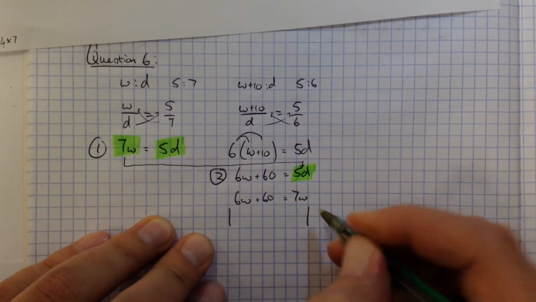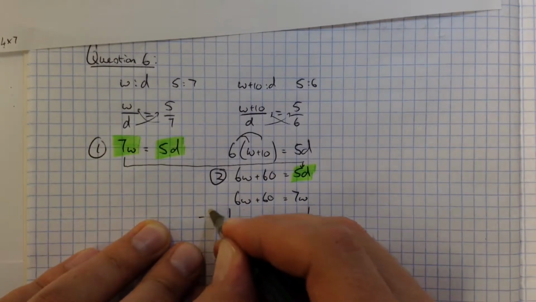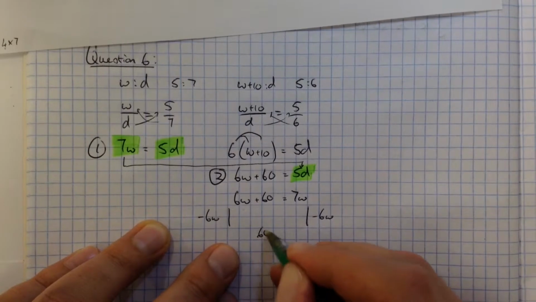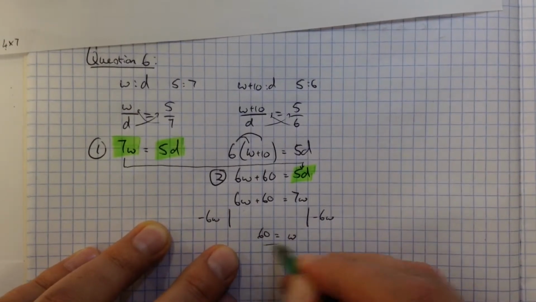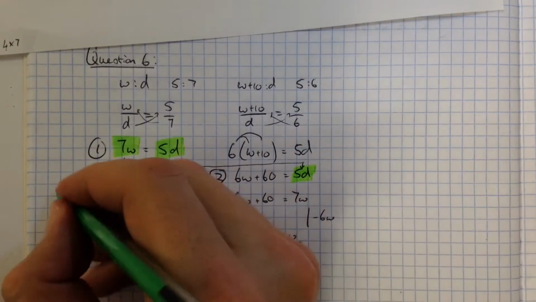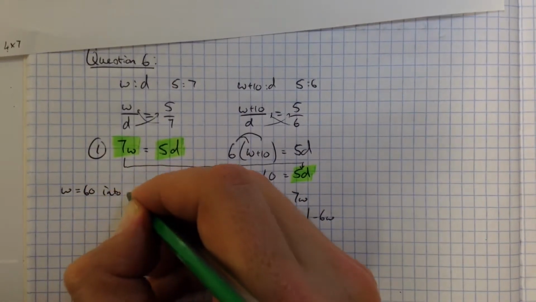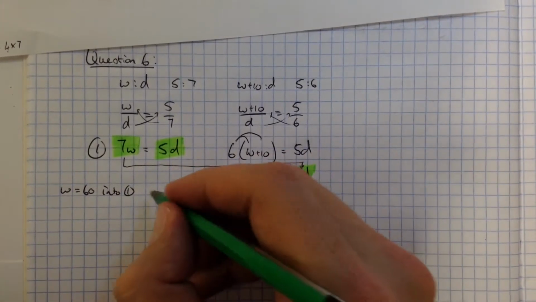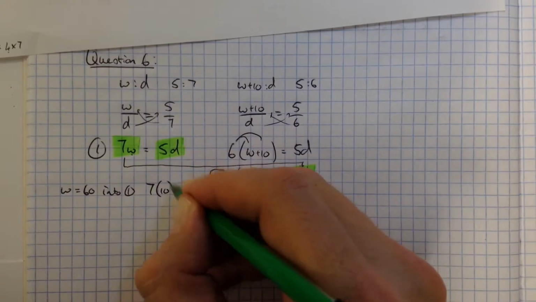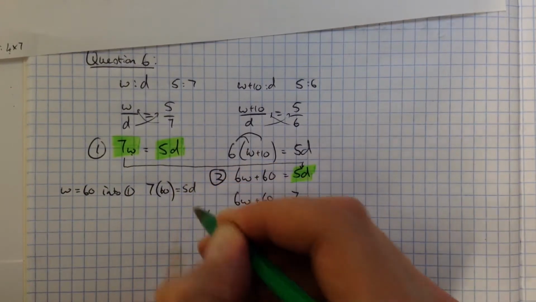Okay. Again, I want to get my like terms together. I'd rather get rid of the smaller one to make sure I have a positive term. 60 is equal to w. Alright. And then I would substitute w equals 60 into 1, because 1 is usually the simpler equation. So 7w, or 7 times 60 in this case, is equal to 5d.